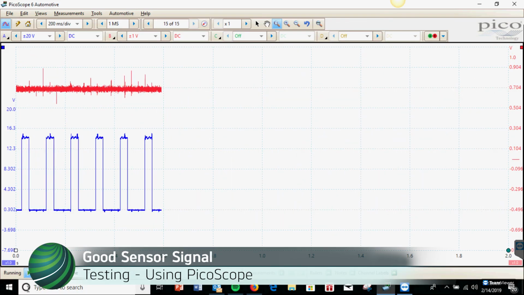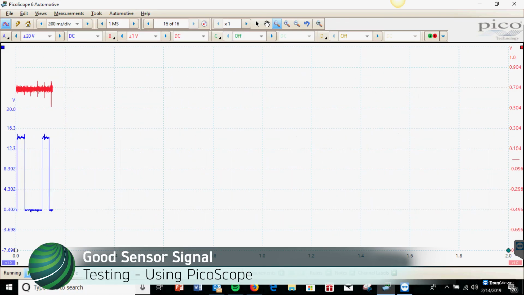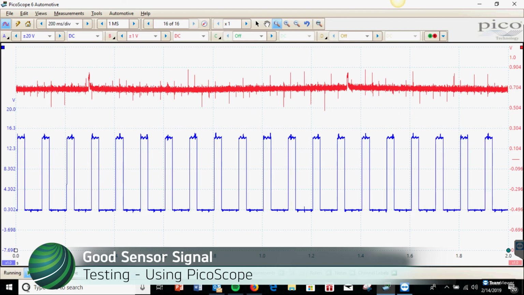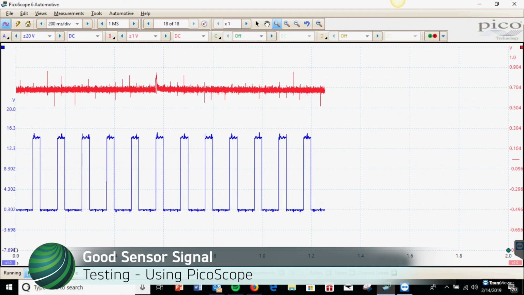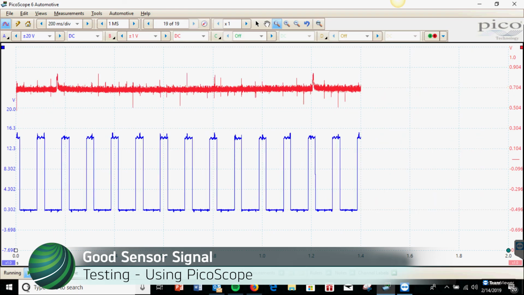This example shows a good sensor. Sensor voltage sits around 700 millivolts because the sensor is at the correct temperature to operate properly. The steady voltage also indicates a properly working catalytic converter.